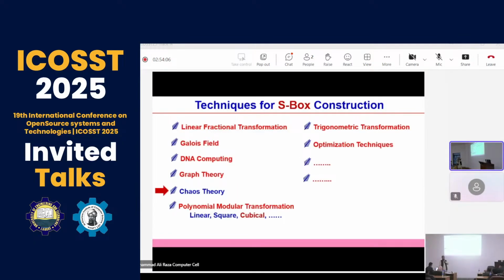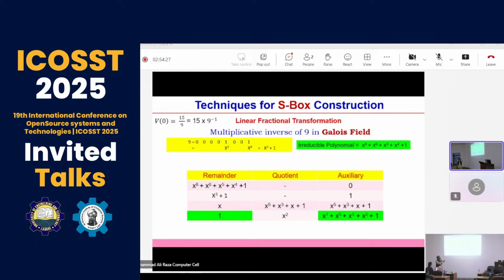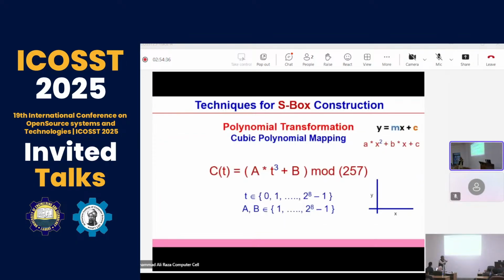There are different techniques, and my area of research was using polynomial transformation. I will discuss this one. This is one of the areas in which we design S boxes, linear fractional transform, LFT. Then another area is Galois field. AES has been designed using Galois field. This is quite a lot of mathematics.